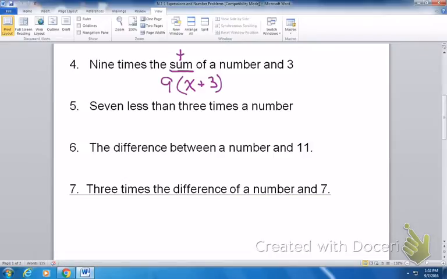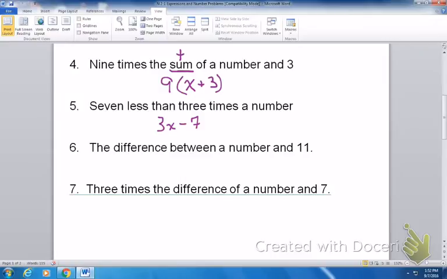Number 5, 7 less than or 7 subtracted from 3 times a number. Well, if our number is x, 3 times that would be 3x, and I have 7 subtracted from that, so 3x minus 7.